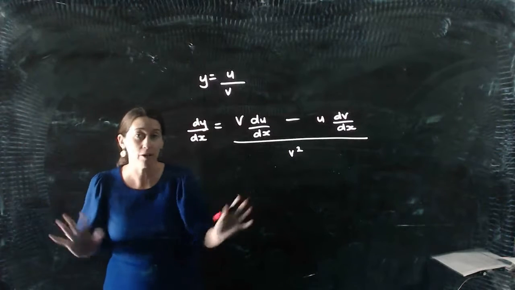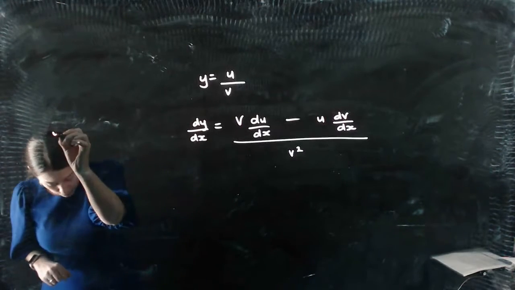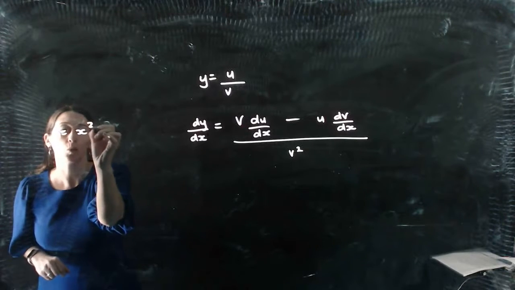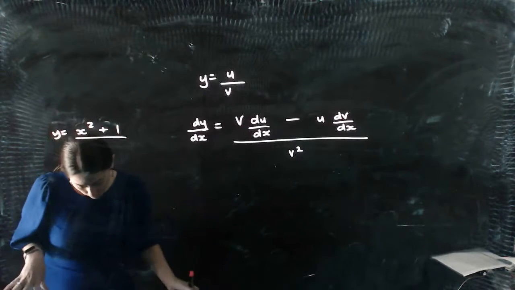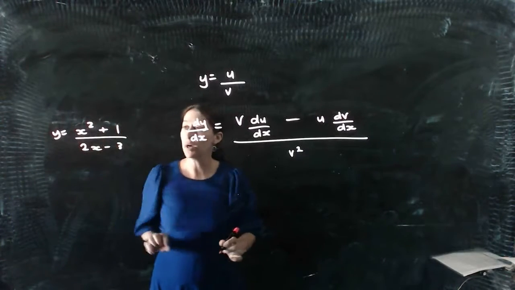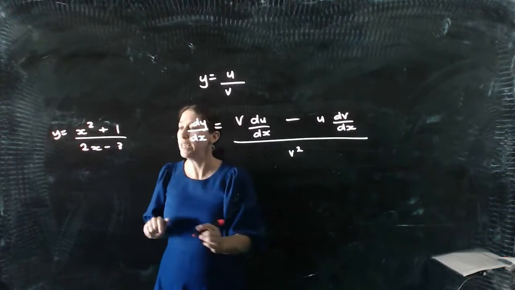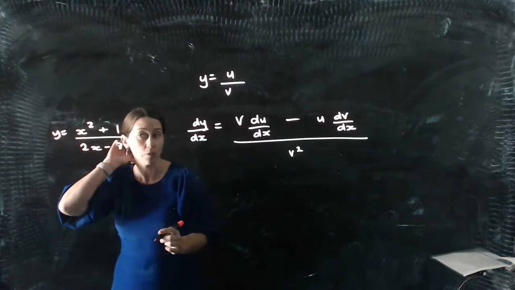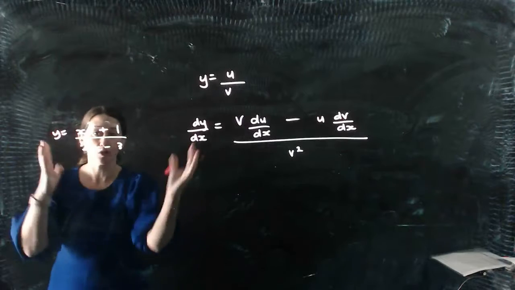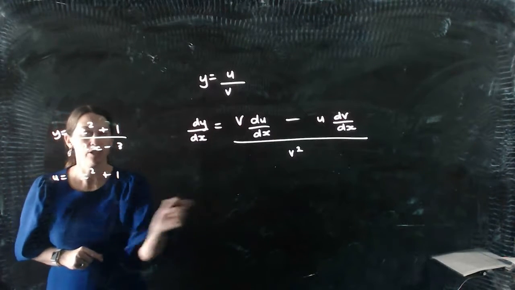So let's just set in with an example. Let's suppose I want to differentiate y equals x squared plus 1 all divided by 2x minus 3. As you see, we have a quotient. Let's let u equal x squared plus 1, and v will equal 2x minus 3. So I like to do some working over on the left before I sub into the actual formula.